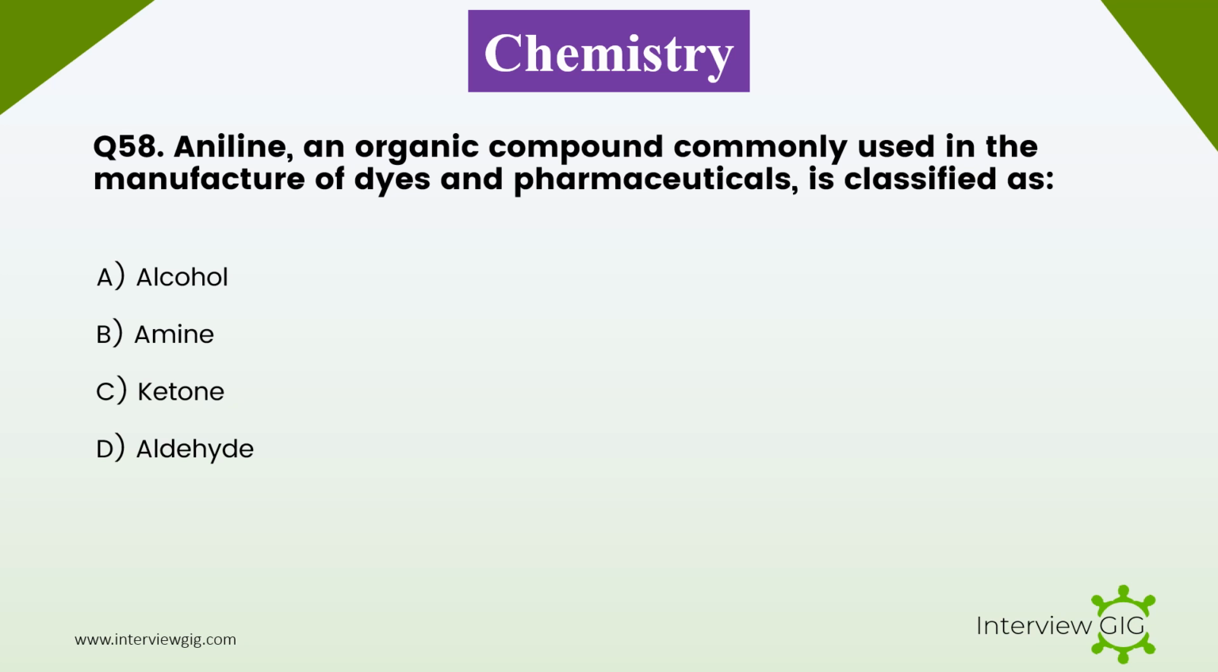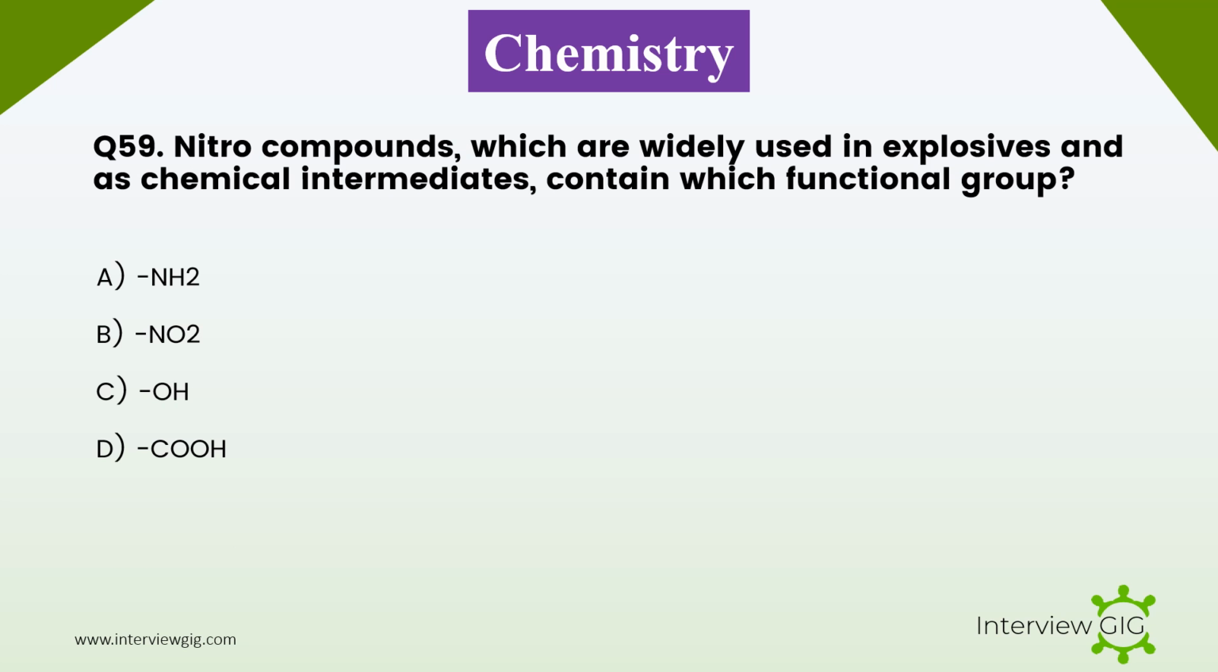Aniline, an organic compound commonly used in the manufacture of dyes and pharmaceuticals, is classified as A. Alcohol. B. Amine. C. Ketone. D. Aldehyde. Answer B. Amine. Next question.